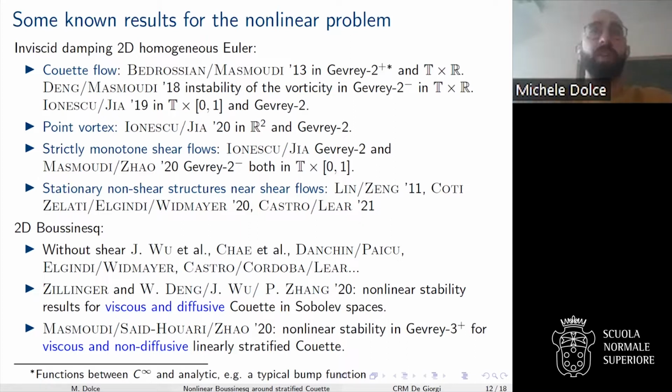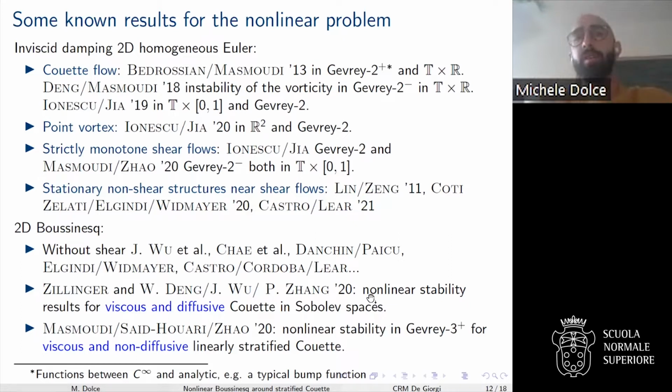What is known instead for the 2D Boussinesq equation? Well, without a shear, there is a huge literature, and here I'm just mentioning a few names, and I'm sorry because I'm definitely missing someone. And instead, if we consider shear flows, in 2020 Zillinger, Deng, Hu, and Zhang did prove stability if you consider viscous and diffusive Couette. What do I mean? You do have the Navier-Stokes equation, and you think of the density as the temperature so that you can include also a viscosity coefficient there. And in this case, you can even remain in Sobolev spaces.